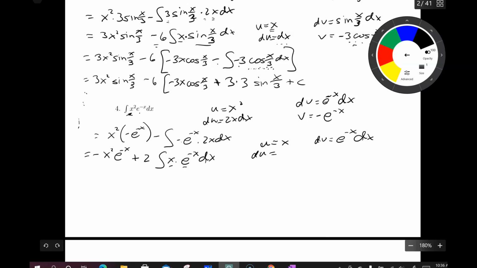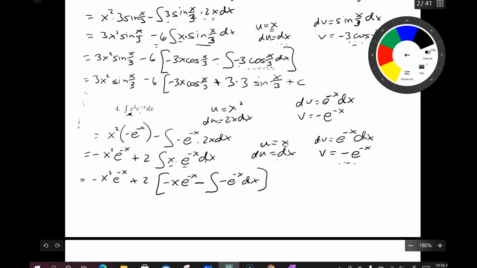So du is dx, and then the antiderivative will be 1 over a, 1 over -1, which is negative e to the -x. All right, so carry this along. So I get uv, so -x e to the -x, minus the integral of v du. Okay, -x squared e to the -x. And I'm going to do it this time.